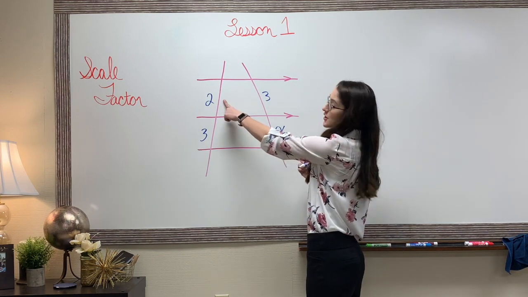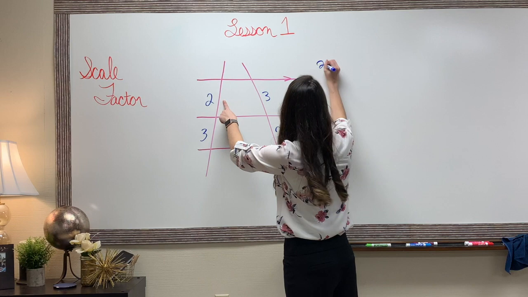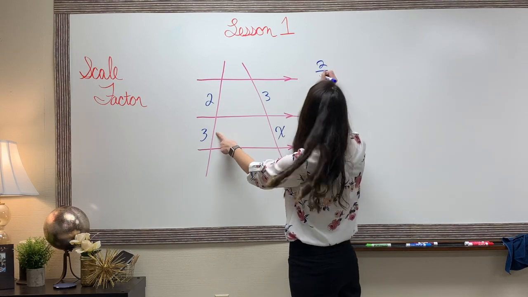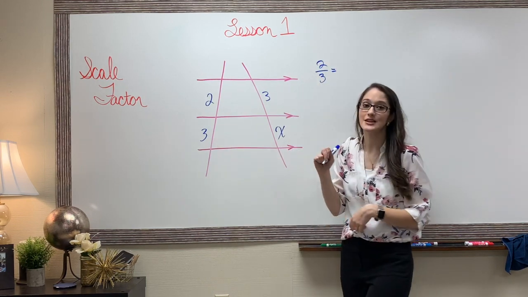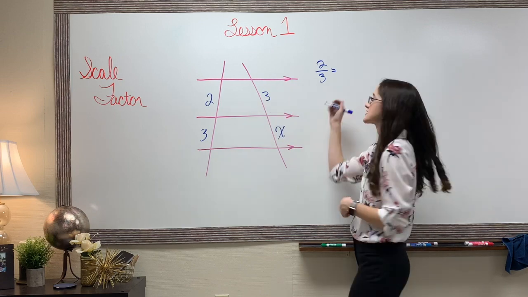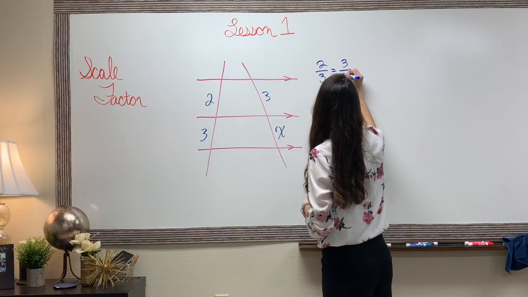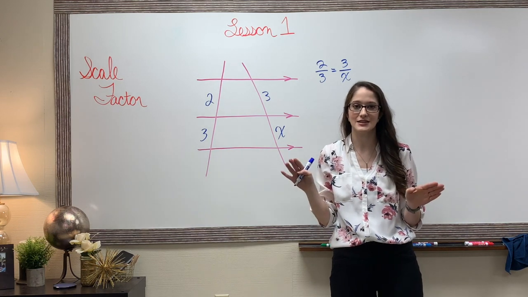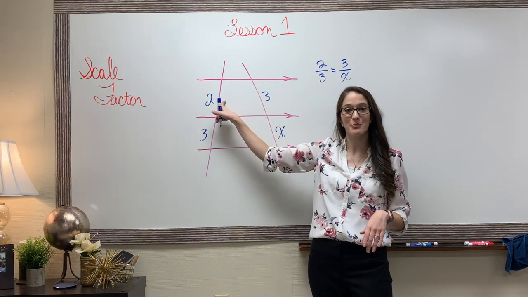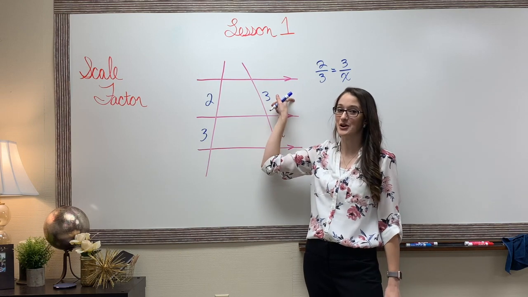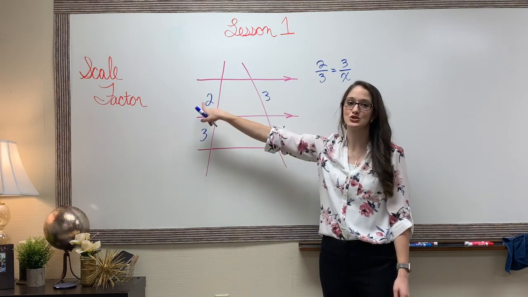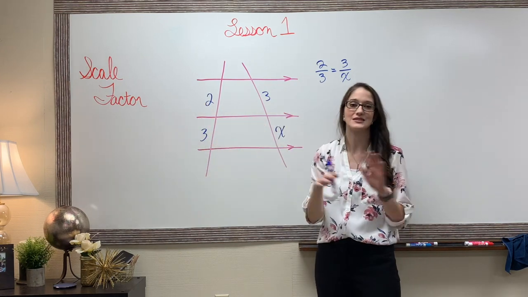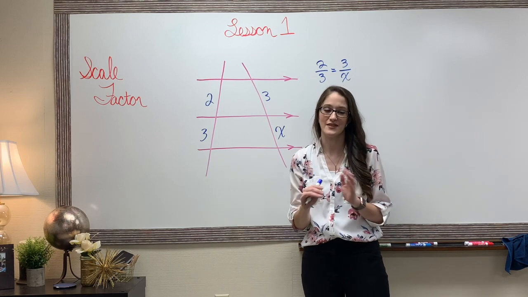So what we're going to do is set this up like it's a ratio. And I'm going to go with part 1 over part 2 is equal to part 1 over part 2. It's very important that we keep that consistent. If you're going to do the top part first, you have to do the top part first again. You can't do 2 over 3 and then x over 3. That's not consistent, and you have to be consistent.